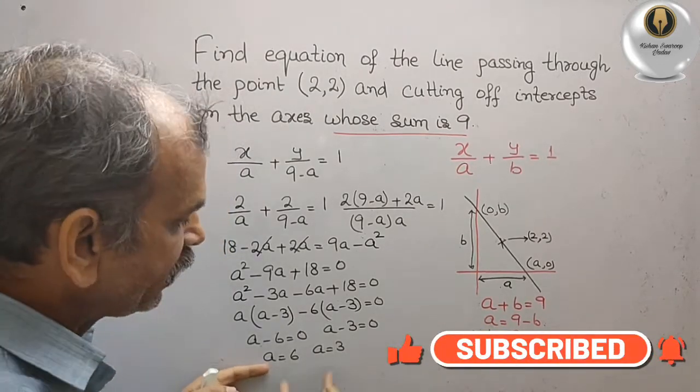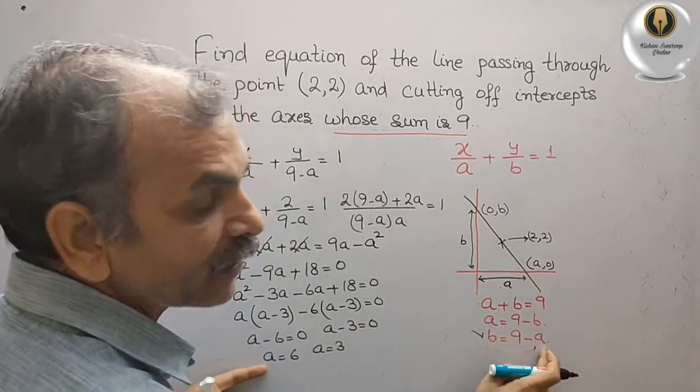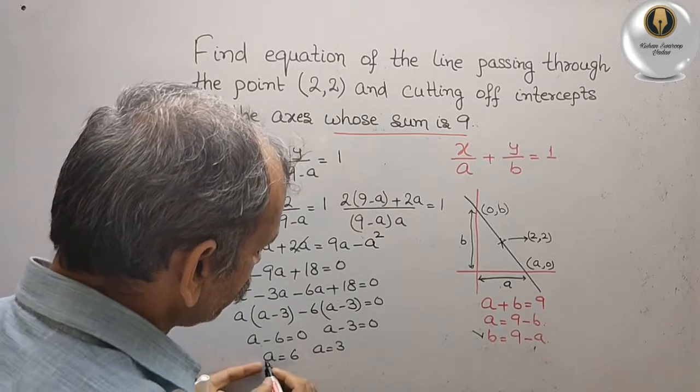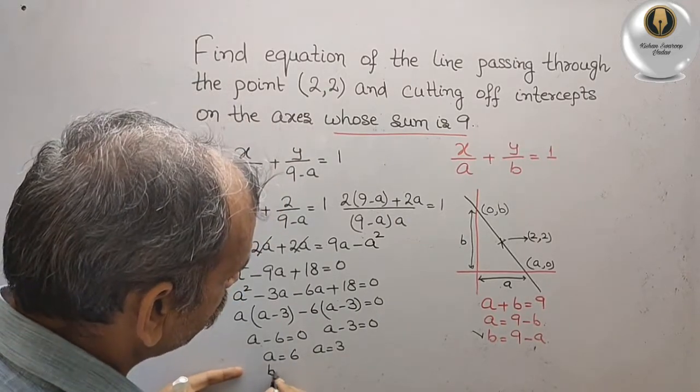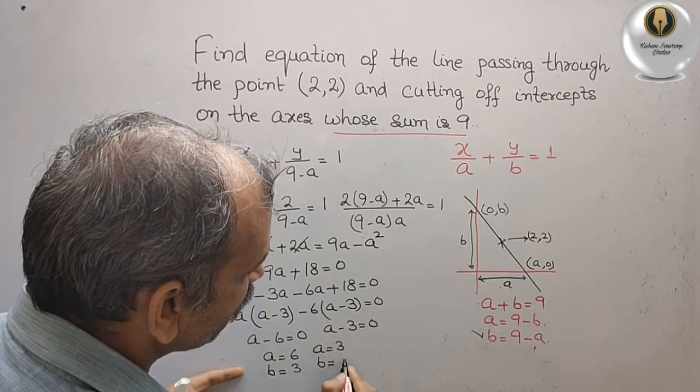Now, A is known. So what about your B? B is 9 minus A. That means if A is 6, B is 3, and if A is 3, B is 6.